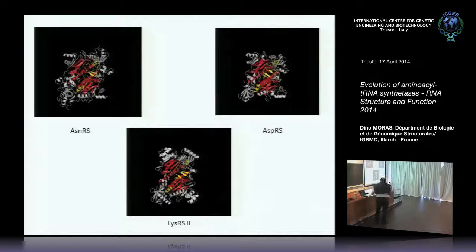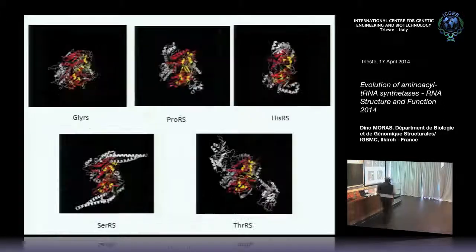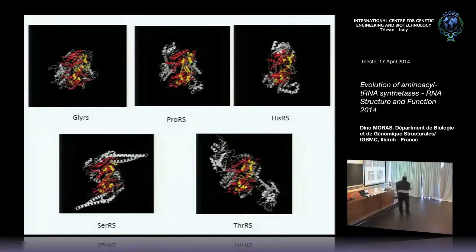View down the axis, five others, glycine, proline. And you see the other domain can be quite variable, but you always have that yellow connector. So with that we have 8, actually 9, because of lysine 2. Let's say 8 amino acids of class 2 with the same structure, the dimer, everything works with one.